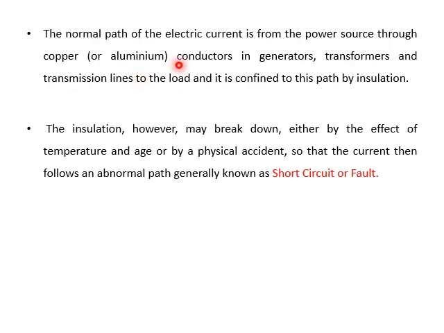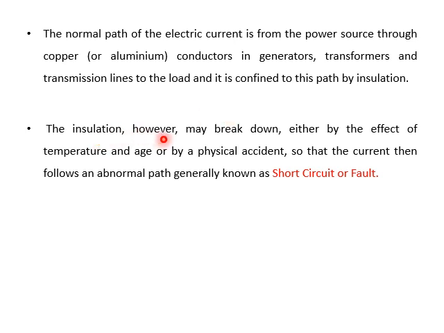The normal path of electric current is from the power source through copper or aluminum conductors in generators, transformers, and transmission lines to the load, and is confined to this path by insulation. So the electric current is supplied by means of a conductor. It can be copper, it can be aluminum. It is used in either a generator, transformer, or a transmission line to the load, and it is confined by an insulation.